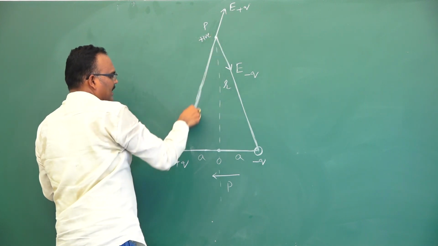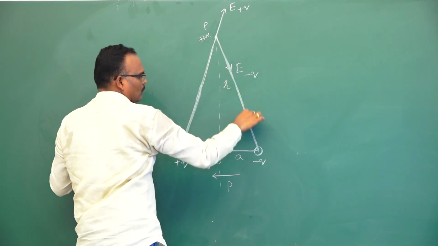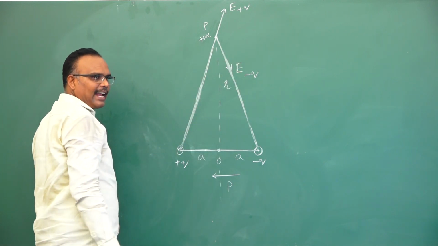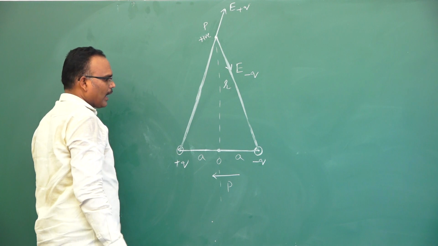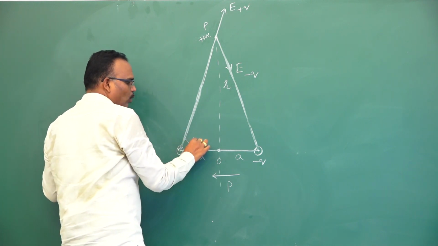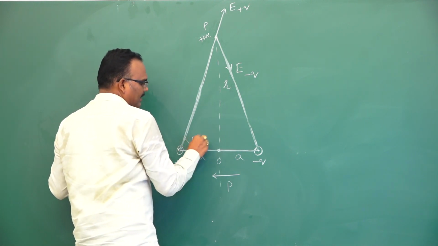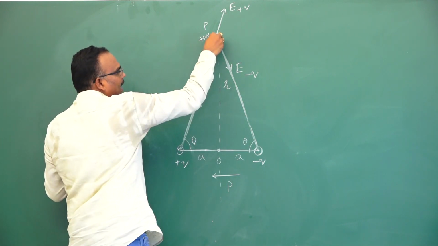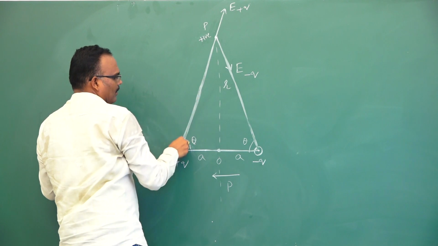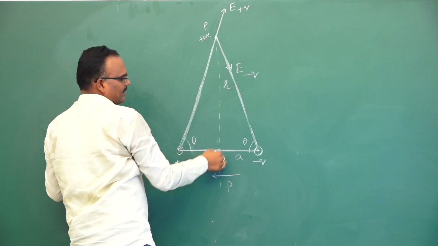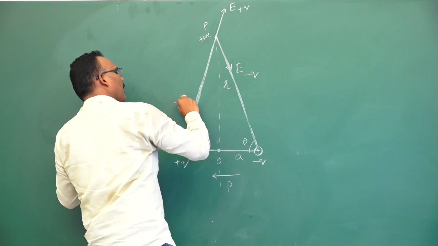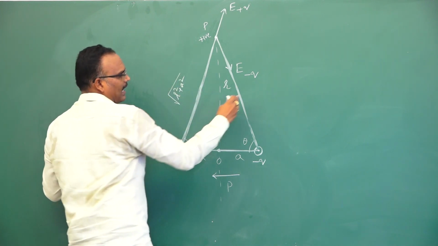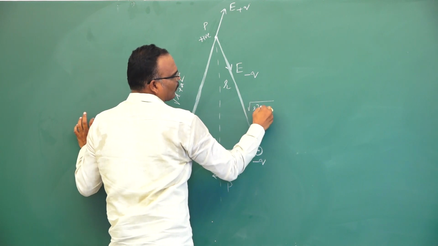See, these two distances are equal, so a triangle is formed. This triangle is an isosceles triangle, so these two angles are equal. I'll say this is theta, and this is also theta. I need to calculate this distance. I know two sides, a and r. If you apply the Pythagorean theorem, you will get this is the square root of r square plus a square, and this is also the same, square root of r square plus a square.